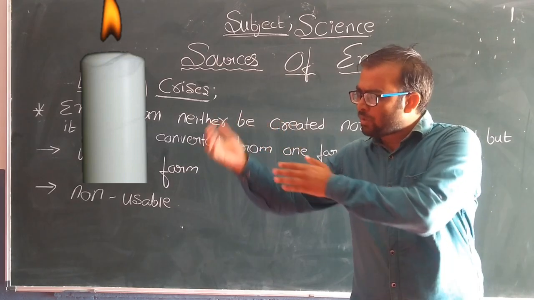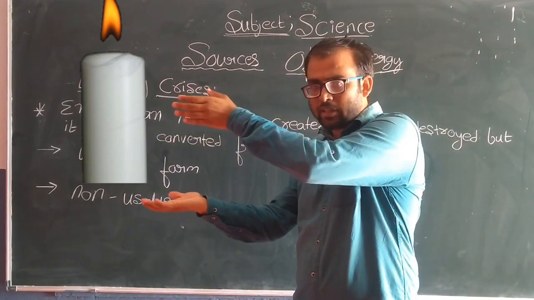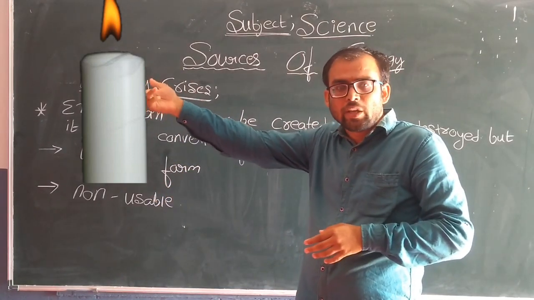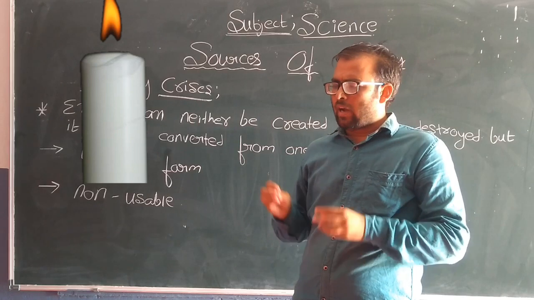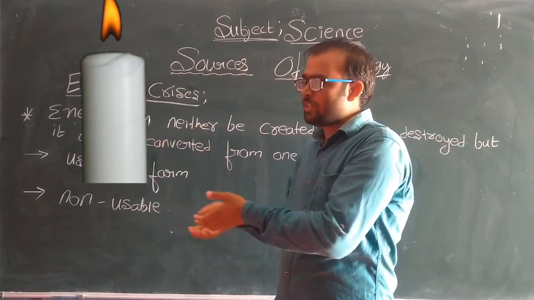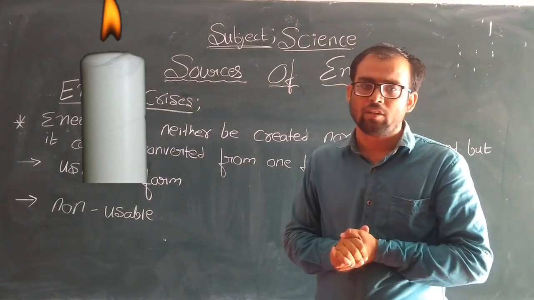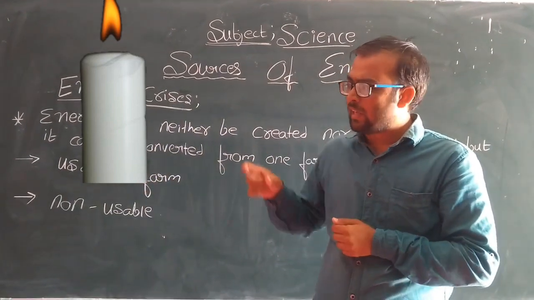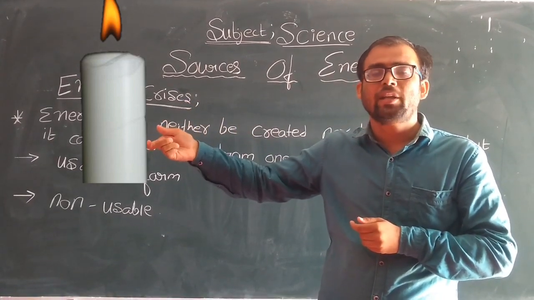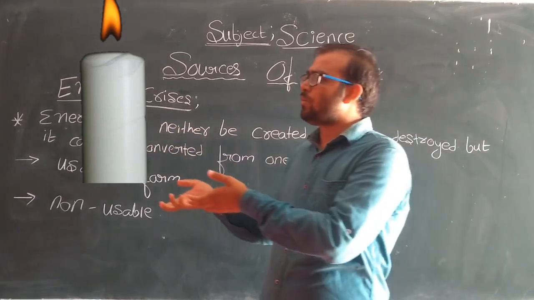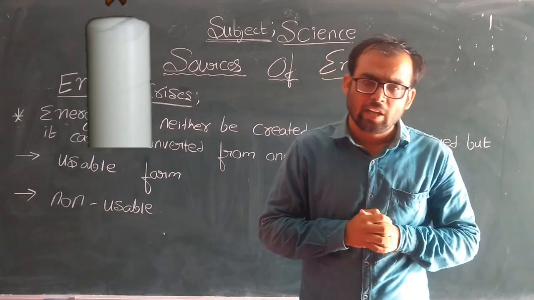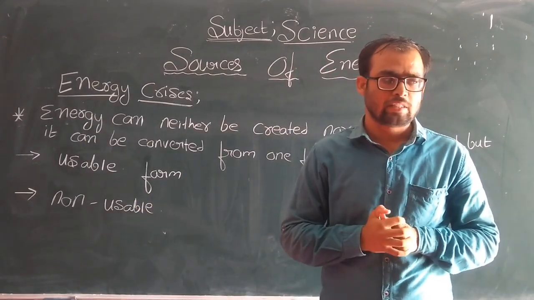Whatever the amount of chemical energy decreasing here, that much is getting converted to heat and light. And just think, students, when we put the heat and light energy back, we cannot create a candle. We can use the chemical energy of the candle, but if we try to put the heat and light energy back, we cannot create a candle. So this is one example.